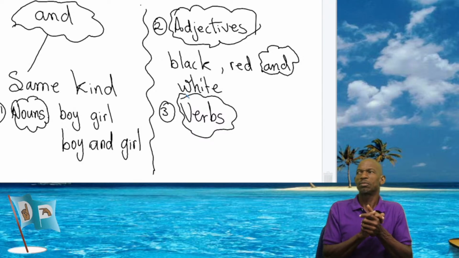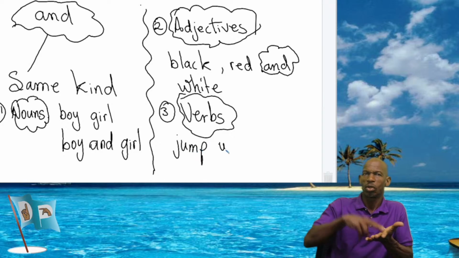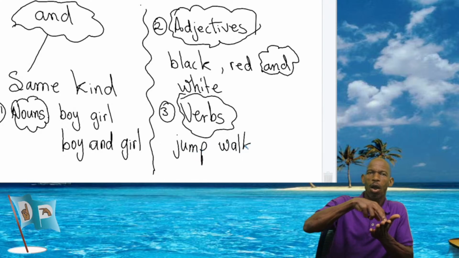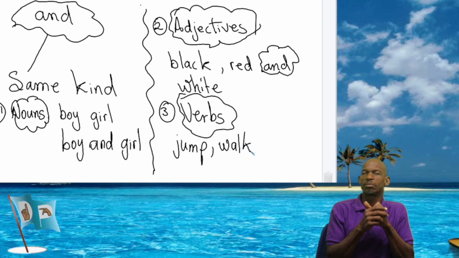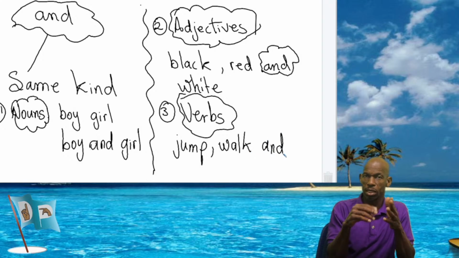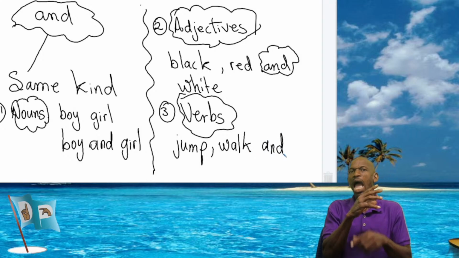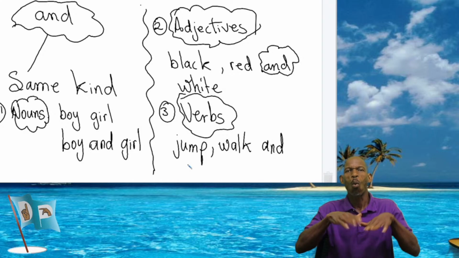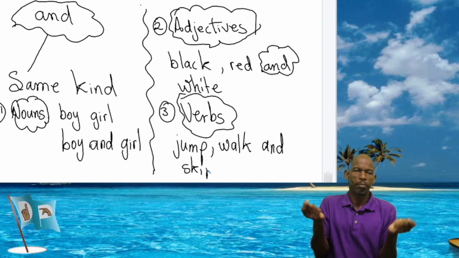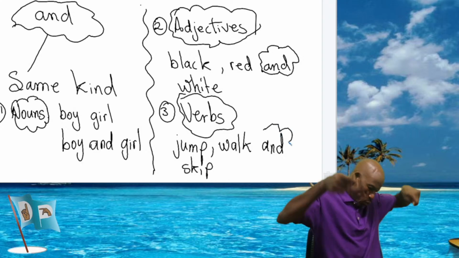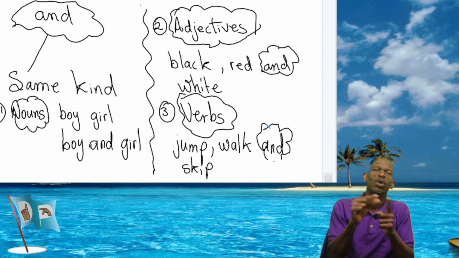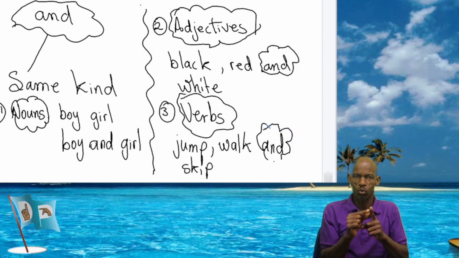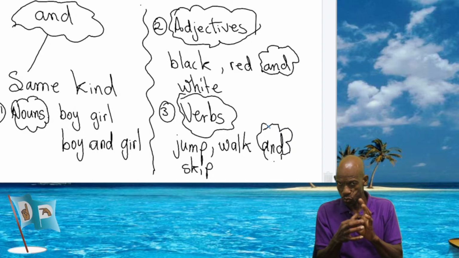So we have jump, walk, and if I have more than two words, I put a comma, and skip. These are action words, and I join these words by using "and". So words that are the same kind, we join them by using "and".